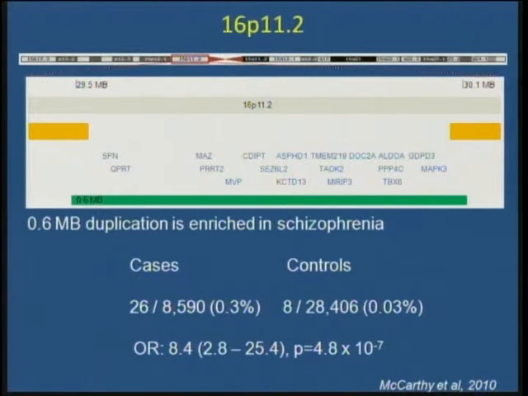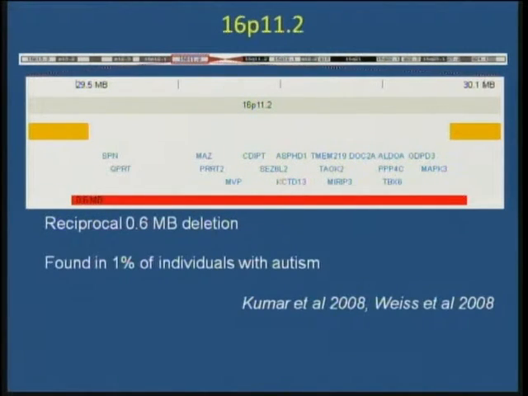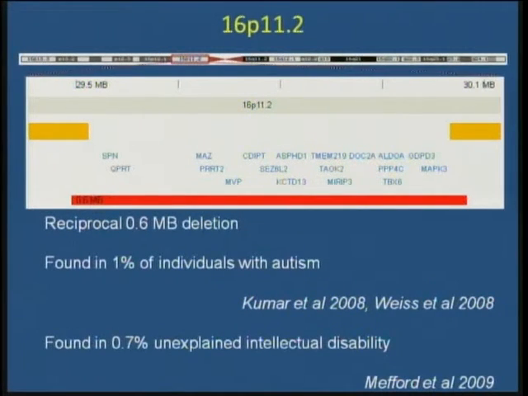Going on to the chromosome 16 loci, this is the first of the duplications associated with schizophrenia. It's at a frequency of about 0.3% in cases and 0.03% in controls. And interestingly, the reciprocal deletion at the exact same breakpoints is found in 1% of individuals with autism and about 1% of cases with unexplained intellectual disability. So you're probably seeing a trend here where mutations look like they're associated with schizophrenia, but then they seem to also be associated with other phenotypes too.